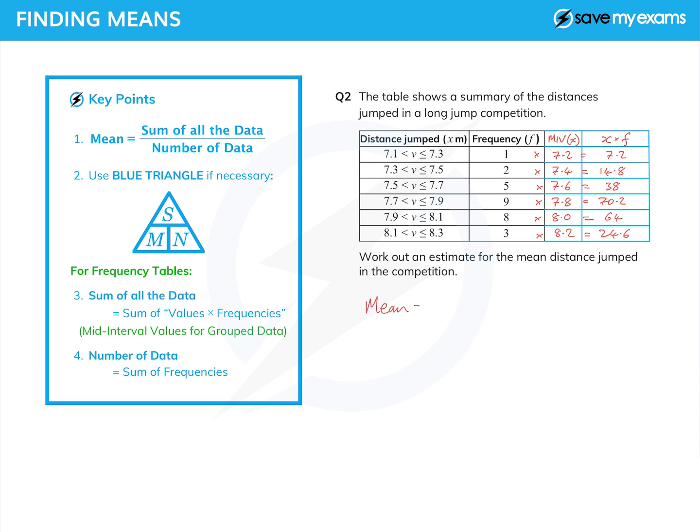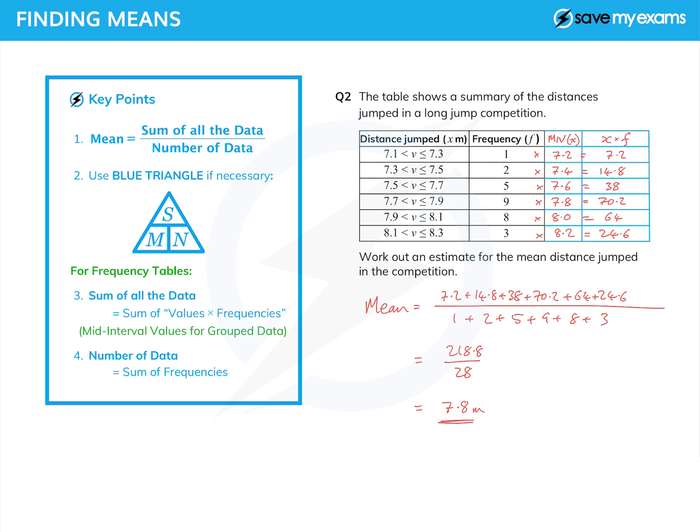So the mean is the sum of all the data, and that is 7.2 plus 14.8 plus 38 plus 70.2 plus 64 plus 24.6, all over the sum of the frequencies, which is 1 plus 2 plus 5 plus 9 plus 8 plus 3. And that gives us 218.8 over 28, so there must have been 28 jumps, and the total distance jumped was 218.8 meters, and when we divide one by the other, we get 7.8 meters to 1 decimal place.